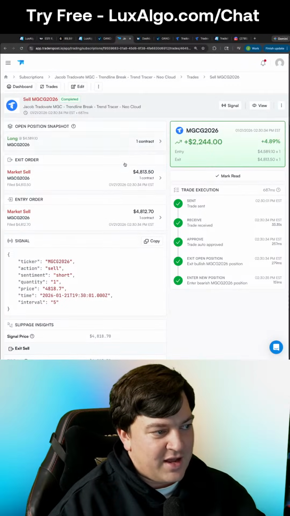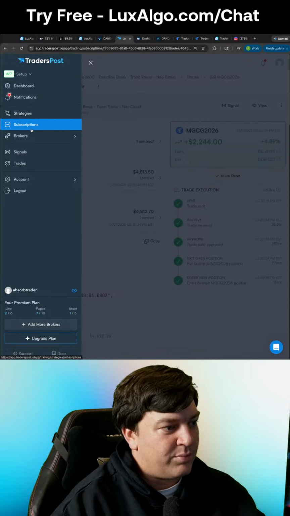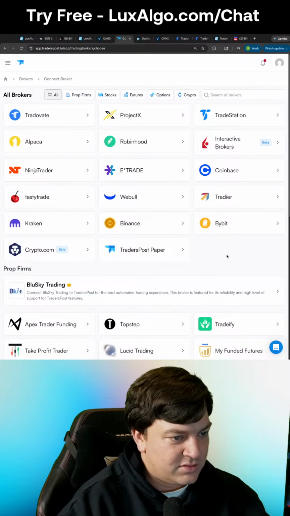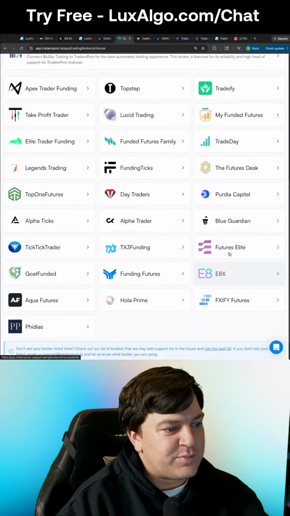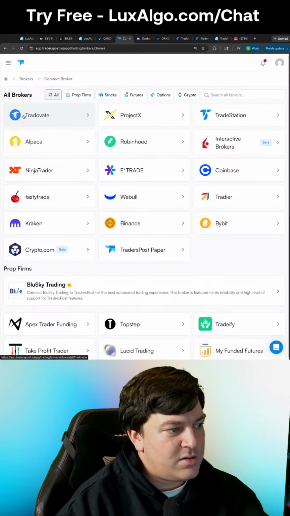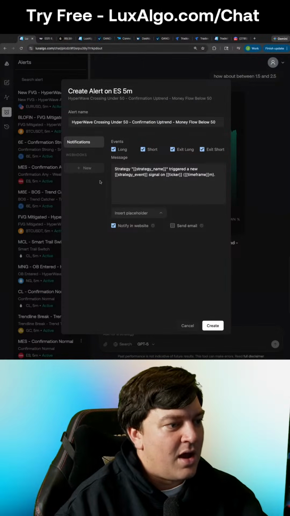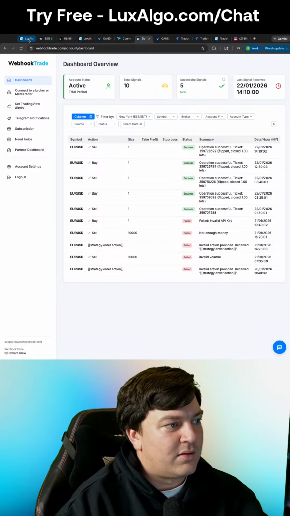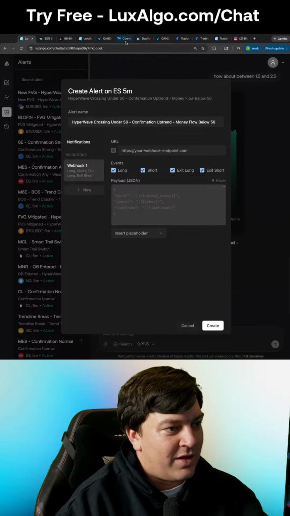Traders Post is nice. They have a lot of brokers that you can connect. So you can connect any of these brokers, or any of these prop firms. So you're going to connect your broker via that. You just log in. It's really easy. You're going to create a new webhook here. Hold on. Let me go back. Create a new webhook on the LuxAlgo website.